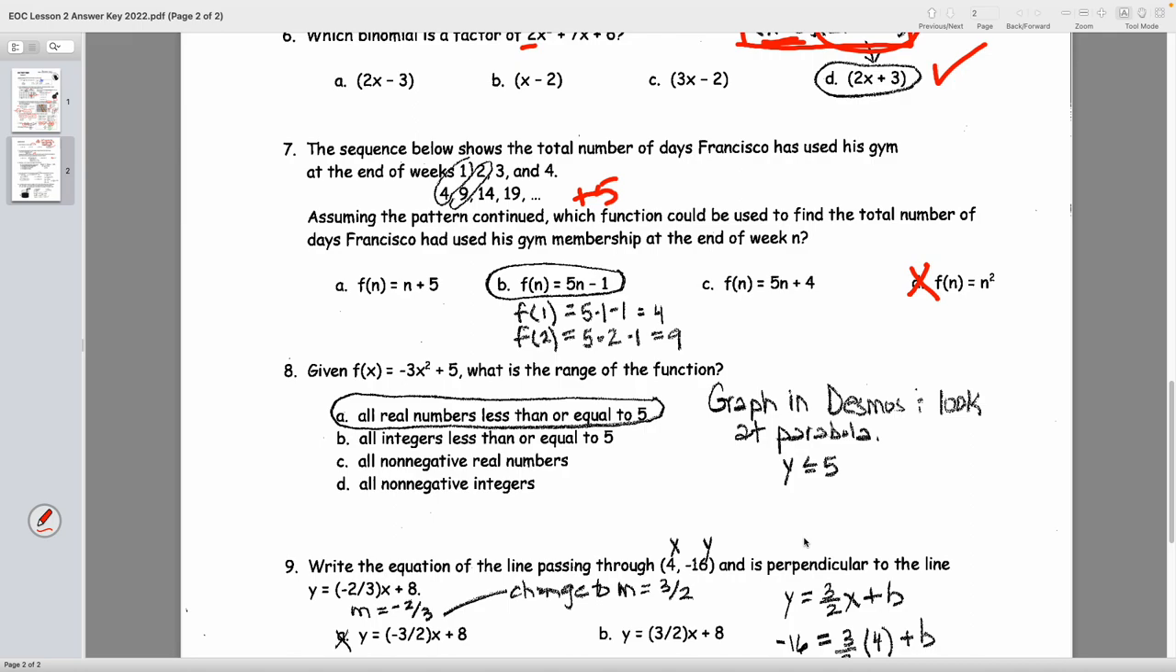So I could write it recursively, or I could just go straight to the explicit formula, which would be a sub n equals a sub 1 plus n minus 1 times d, which would look like a sub n equals my first term is 4 plus n minus 1 times my common difference of 5. I could distribute, combine my terms, and you're going to get 5n minus 1.